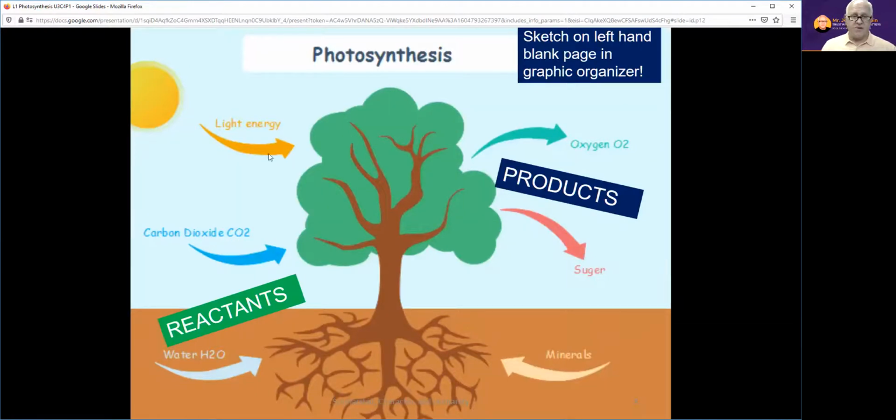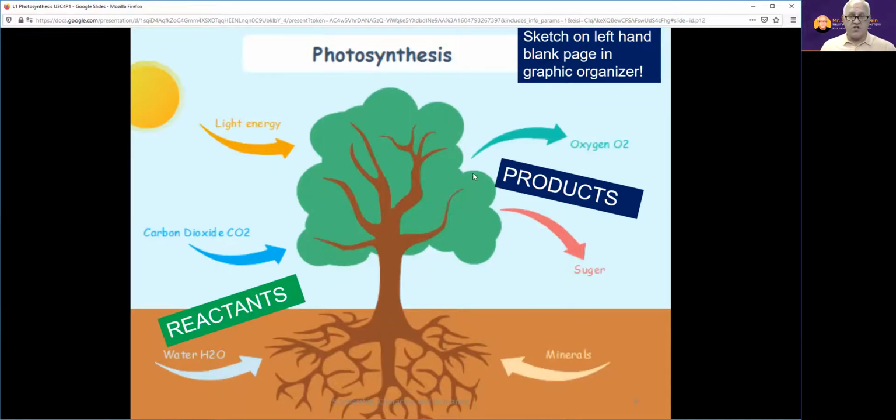Now, here's a bigger image of how this process of photosynthesis works from an illustration standpoint. And what I'd like you to do is, after I walk you through this, pause the video and sketch this in your notes. It's going to help you really understand how the parts flow to make photosynthesis happen.